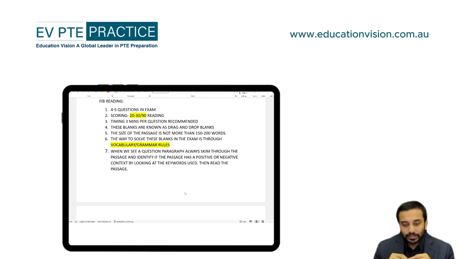Point number 7 is when we see a question paragraph, always skim through the passage and identify if the passage has a positive or negative context by looking at keywords, and then read the passage. So first, before I explain more, let's have a look at the reading section, fill in the blanks reading, how it looks like.